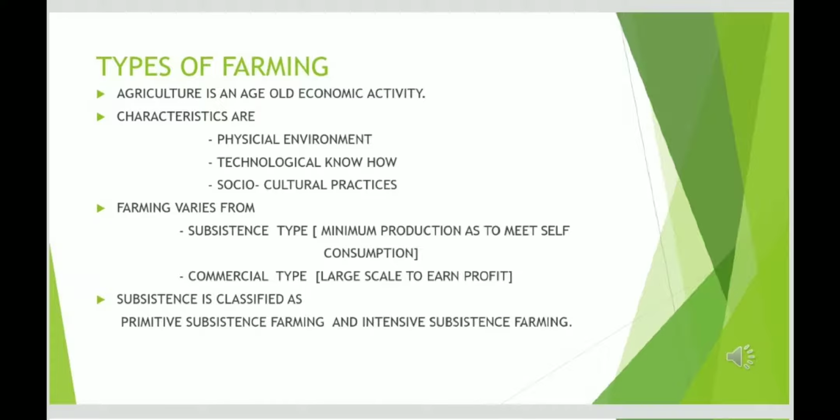Farming varies from subsistence type, that means minimum production has to meet self-consumption, and commercial type, large scale to earn profit. Subsistence is classified as primitive subsistence farming and intensive subsistence farming.